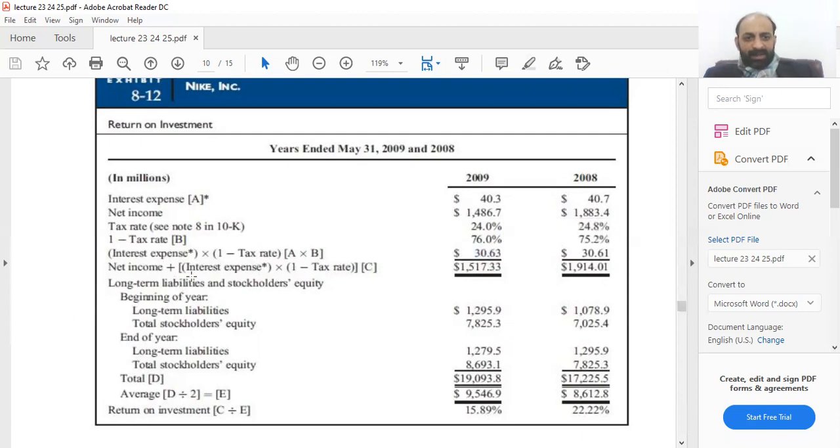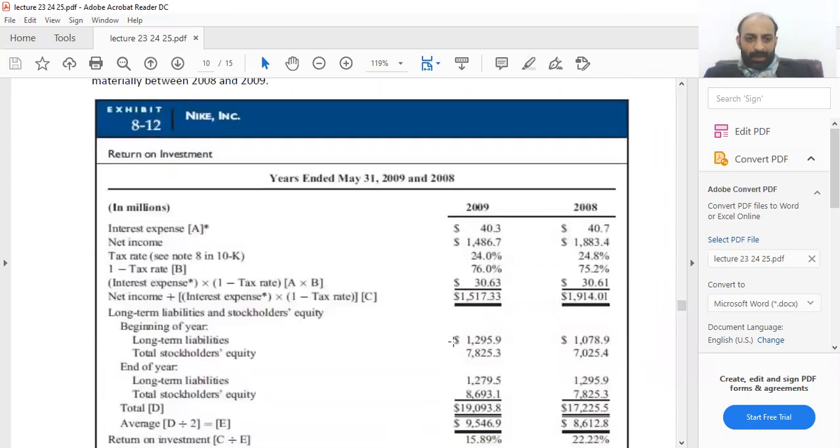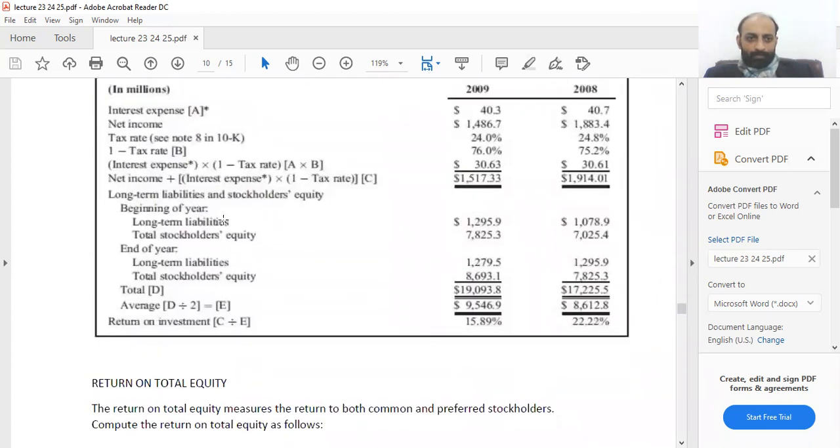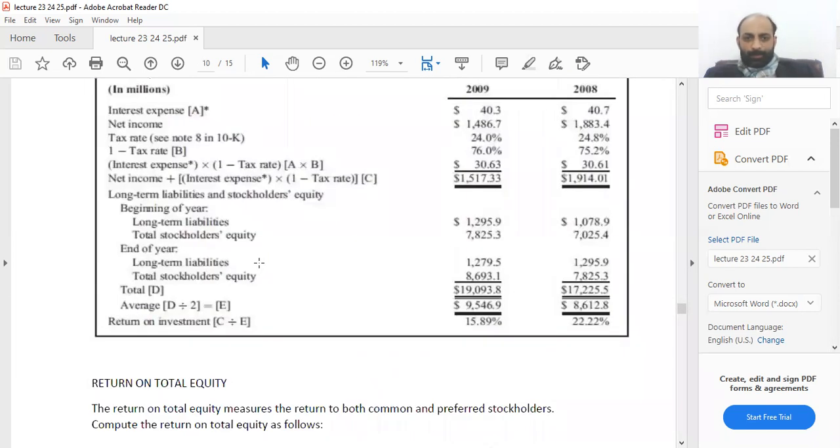And your net income plus whatever you have calculated in this part of the formula comes here: net income plus interest expense. So this part, if you look closely, is the numerator of the formula that you have for return on investment.